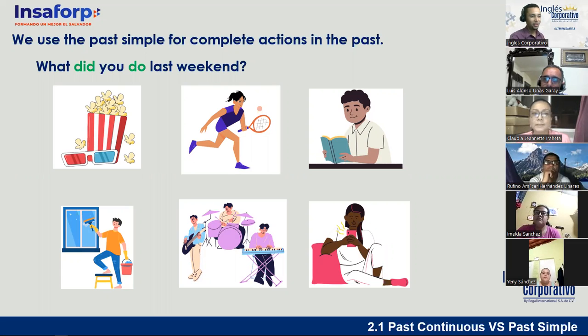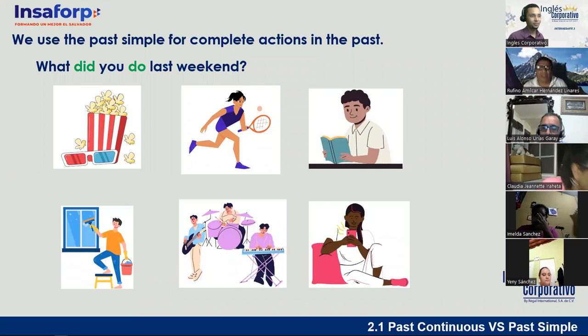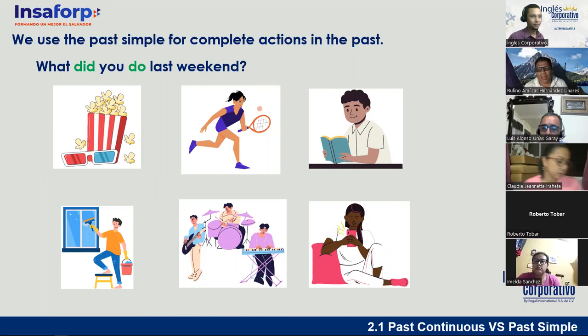Thank you, Claudia Yanet. Rufino Milcar, what did you do last weekend? In the satellite, I worked. You worked? I worked in the morning and in the afternoon I came back to my home. Okay, that's good. And what about Sunday? Yesterday? On Sunday, I went to the church. Okay, you went to church, good. With family. Okay, sounds good. So Rufino Milcar went to church with his family. How about Roberto Tovar? What did you do? Roberto Tovar, can you hear me?